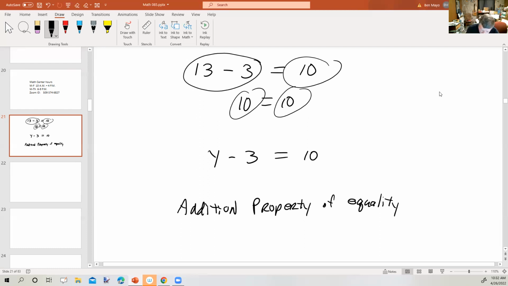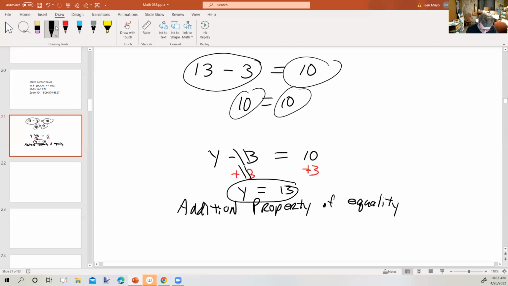So let's say, for instance, we take the equation y minus 3 equals 10, and we add 3 to both sides of the equation. On the left side of the equation, y minus 3 plus 3, the minus 3 and the plus 3 cancel, and we have y equals. And on the right side of the equation, 10 plus 3 is 13. So we have solved the equation by isolating the variable, y equals 13. Again, by using the addition property of equality. Any questions about this example?